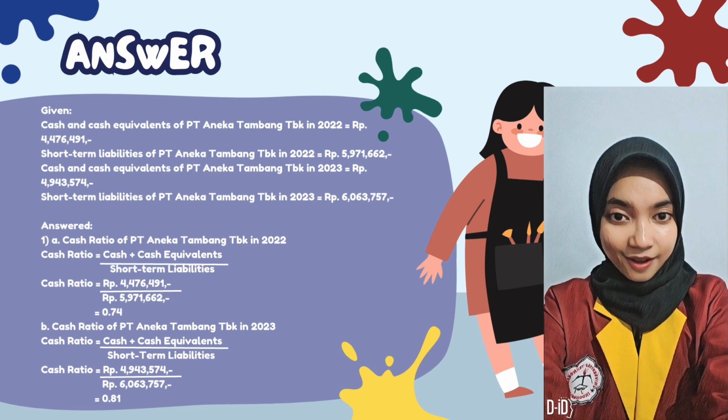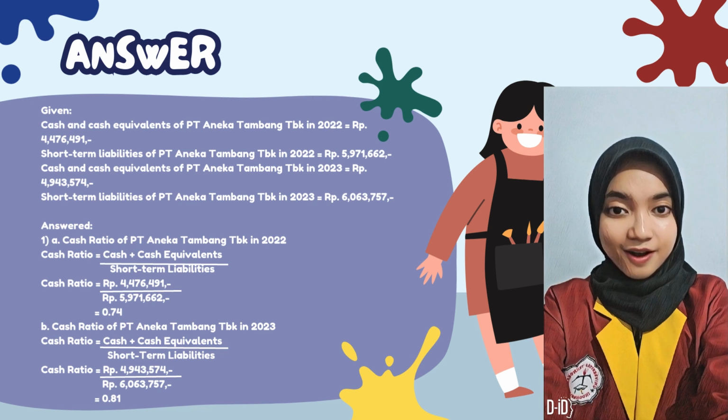1. A. Cash ratio of PT Anika Tambang Tbk in 2022. Cash ratio equals cash plus cash equivalents divided by short-term liabilities. Cash ratio equals Rp. 4,476,491 divided by Rp. 5,971,662, yields 0.74.